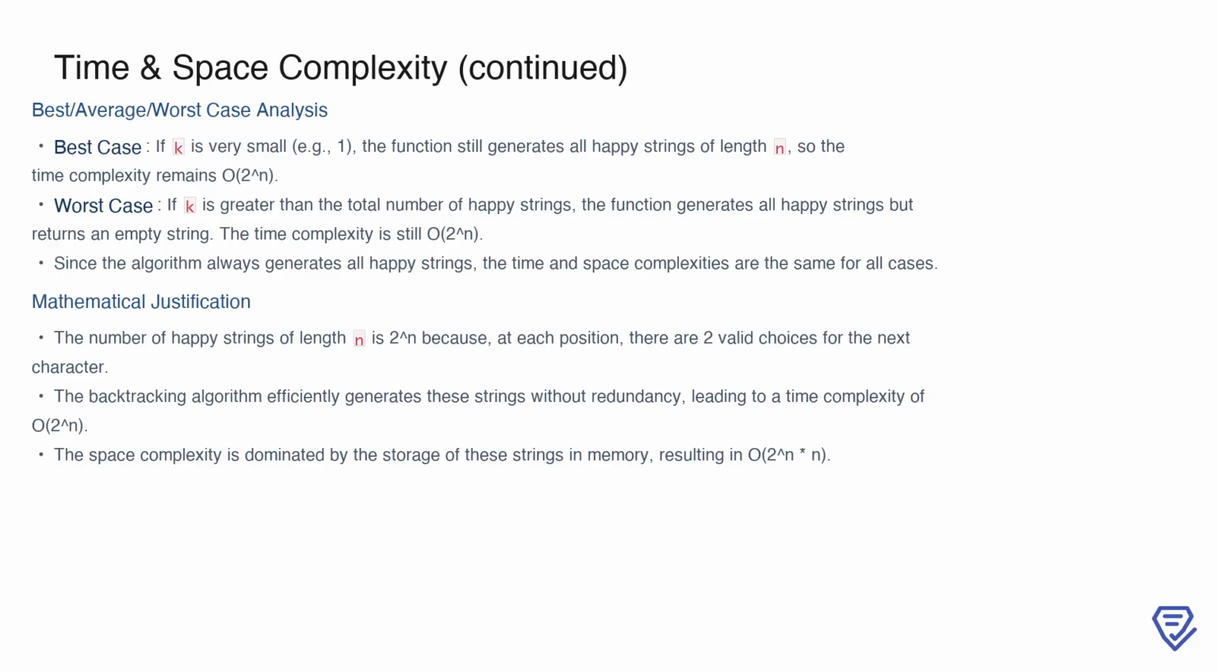The mathematical justification for this lies in the fact that there are always two valid choices at each position in the string, leading to a total of 2 to the power of n happy strings. The backtracking algorithm generates these strings efficiently without redundancy, ensuring the space complexity of O(2^n * n) remains consistent as well. This uniformity across cases highlights the robustness of the algorithm.